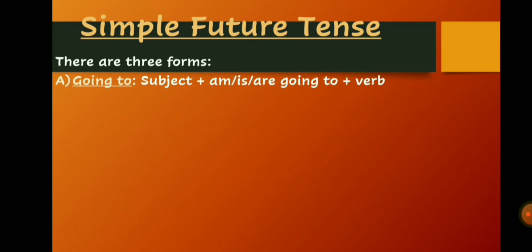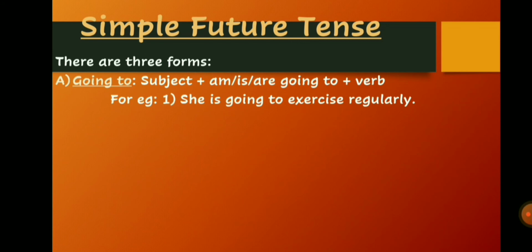For example, we will see now. She is going to exercise regularly. Here in this sentence, she is a subject. Is going to refers to the going to simple future tense. Then second example, I am going to Assam next week. Here I is a subject, whereas am going to refers to simple future tense.